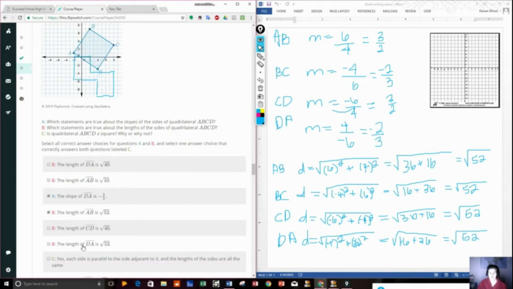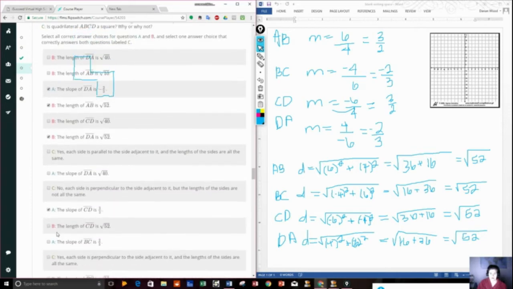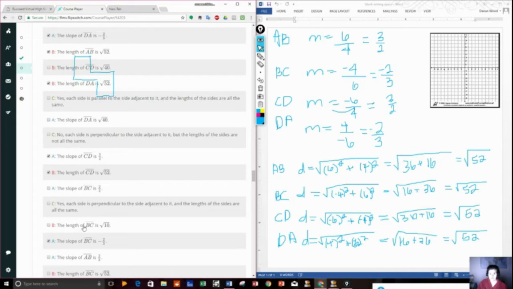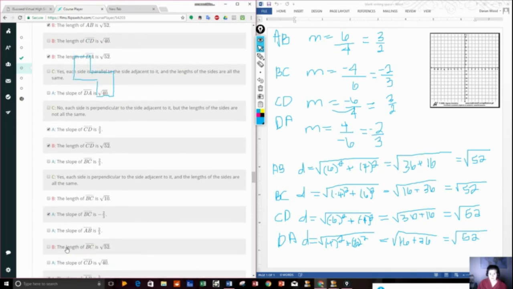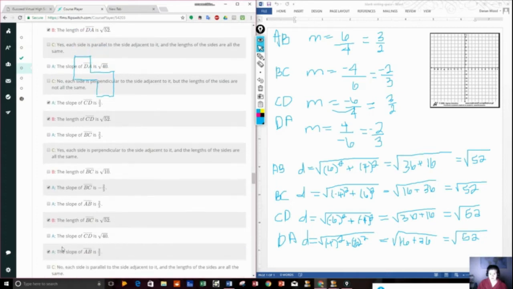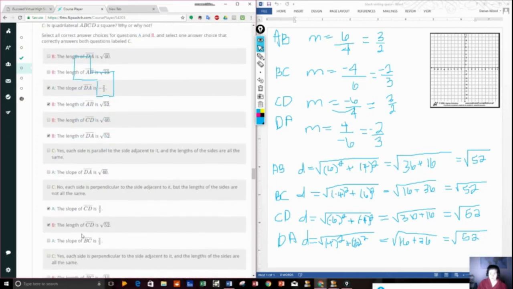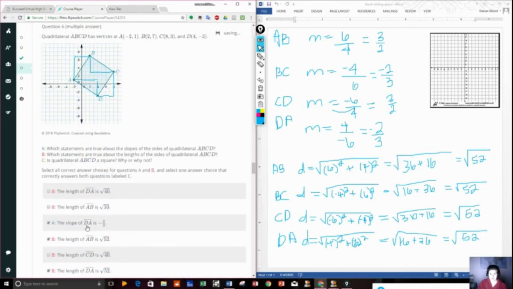The length of DA is the square root of 52. Yes. The length of CD is the square root of 52. Yes. The length of BC is the square root of 10? No. The length of BC is the square root of 52? Yes. And there's our answers for B.